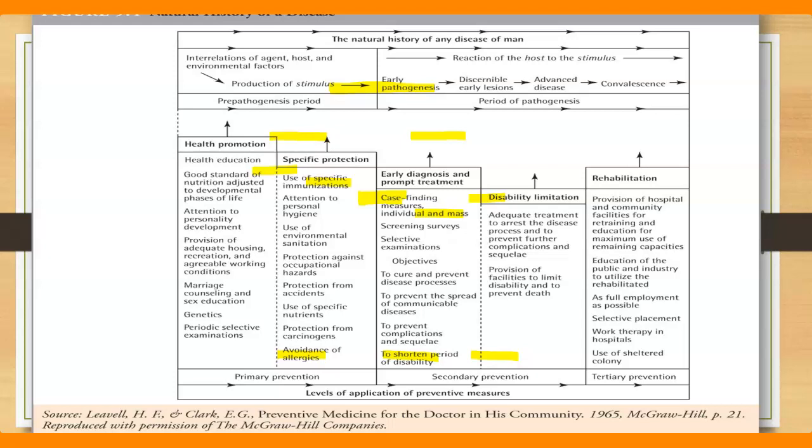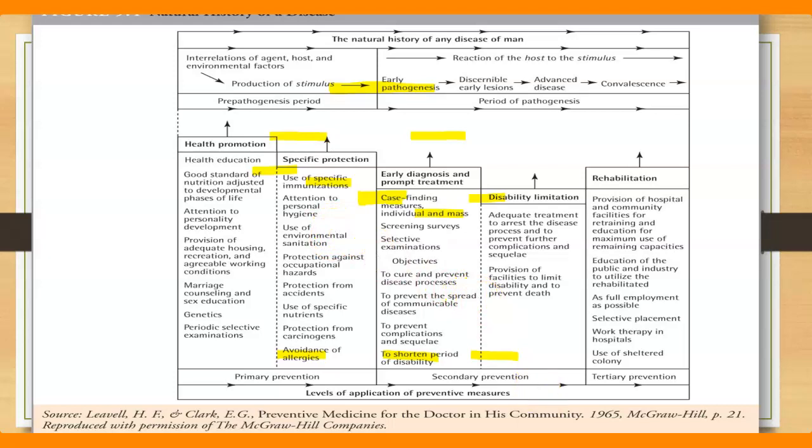So we've got the natural history of any disease of man. Okay, the highlights worked out a little bit odd here, so really just looking at the beginning. You've got the agent, host, and environment factors, which I discussed. Then it looks at the health promotion aspect: health education, good standards of nutrition, attention to personality development, providing adequate housing, recreation, marriage counseling and sex education, genetics, and selective examinations. Okay, then you've got the specific protection, and just look at a few here.